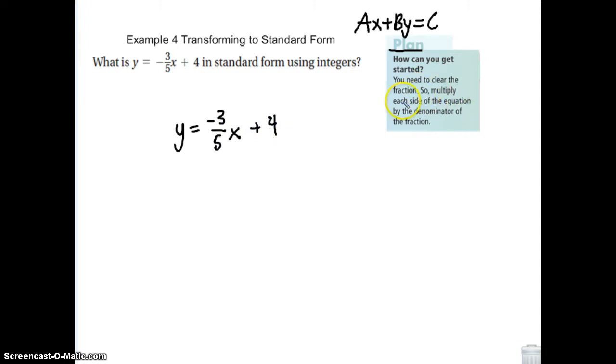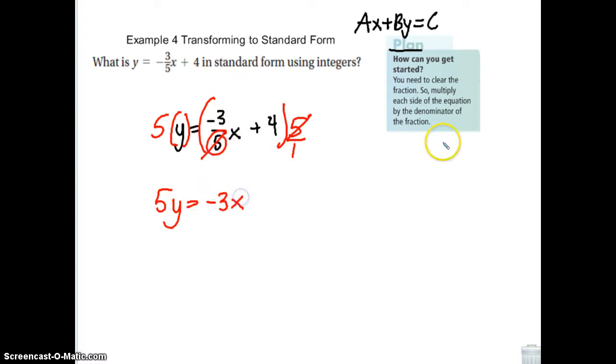And notice it says multiply each side of the equation by the denominator. So the denominator is the bottom of the fraction, which is 5. So I'm going to multiply this side by 5 and this side by 5. 5 times y is 5y. Now the 5 over 1 over here, that makes this 5 and this 5 cross out. So this just turns into a negative 3x. Remember, the x goes up with the top because the 5 got canceled out. And then we multiplied 5 times negative 3 over 5x, and we also are going to do 5 times 4, which is 20.